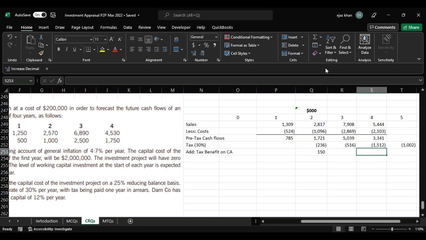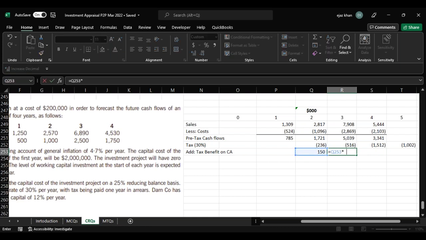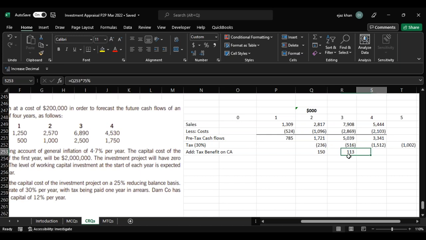For the second year, as I told you people in the previous session, we just have to take 75% of the previous year tax benefit. It is going to be 113, as the value of the asset will be depreciated each year by 25%. Therefore, the tax benefit will also be reduced by 25%. Similarly, for the next year, it should be multiplied with 75%, and it is going to be 83.4, or we can just simply write 84.